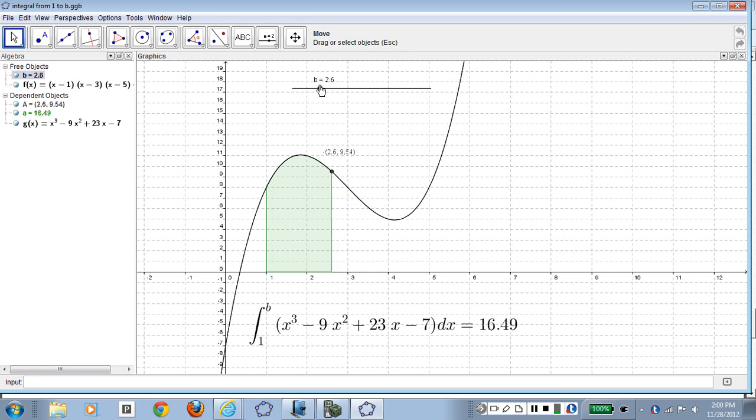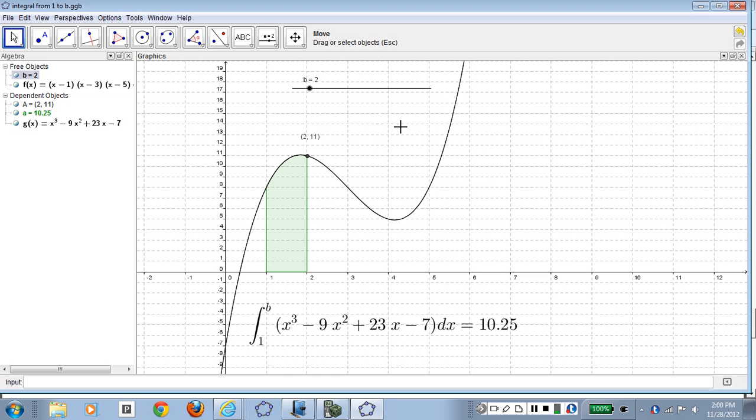If b equals 1, basically it's the integral from 1 to 1, and there's no area at all. If b equals 2, it's the integral from 1 to 2, and it calculates what the area is. The definite integral is the integral from 1 to 2. This is the function right here, the cubic function. You can tell the shape there. It's a cubic function, and it's giving us the area.